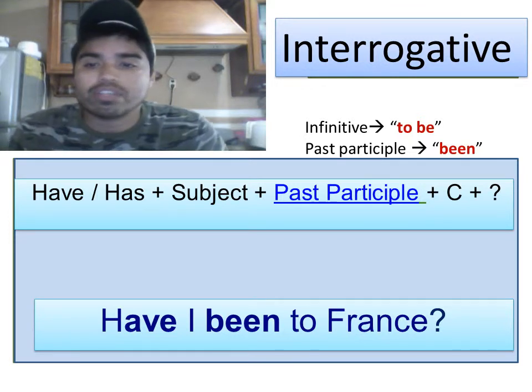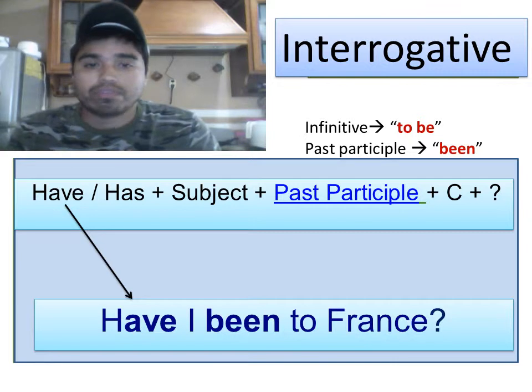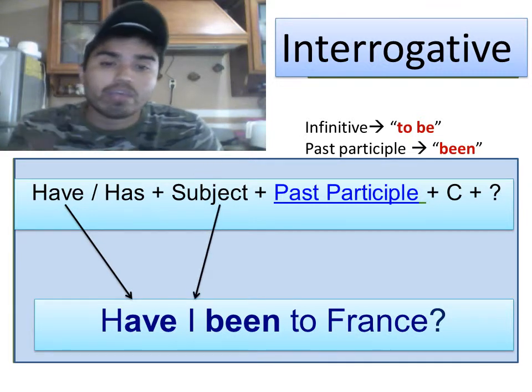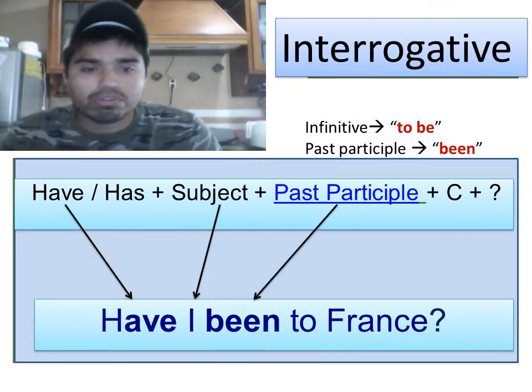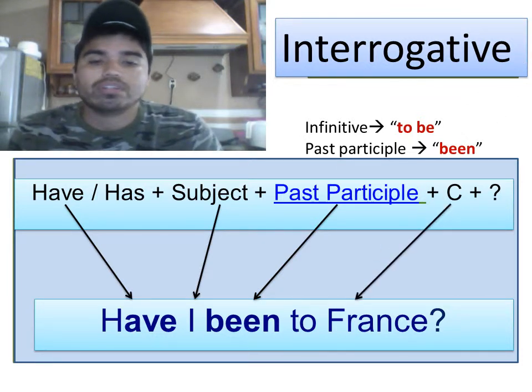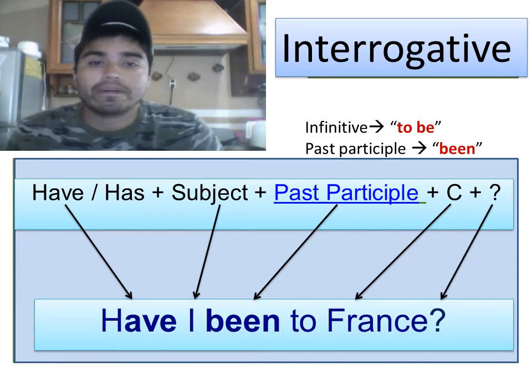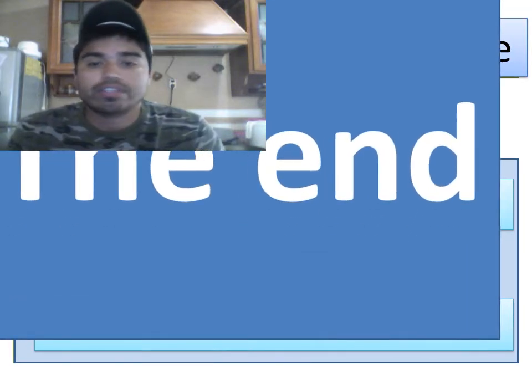And as you can see, we have the auxiliary have, and we have the same person, first person I, and we have the past participle plus the complement. And don't forget the question mark, like I said a while ago. All right, guys. So pretty much this is it.